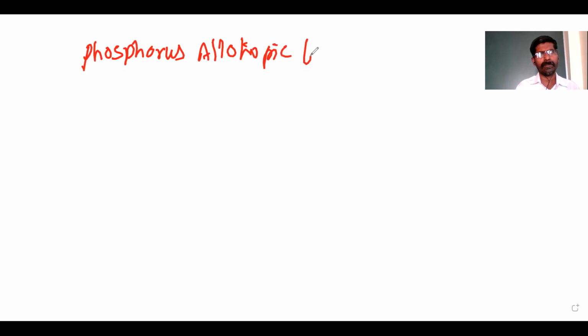Today we are discussing a small concept in the part of fifth group elements. That is the allotropic forms of phosphorus. The concept name is allotropic forms of phosphorus. Now we are going to discuss these things.